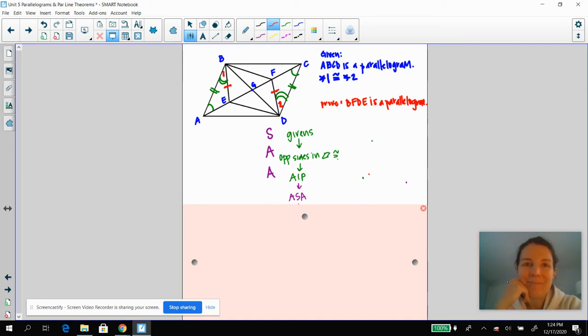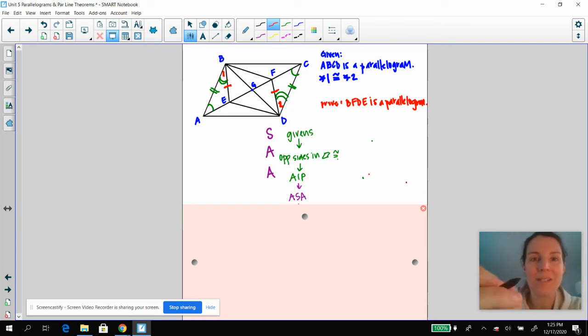But, is there any way that I can prove that line segment BF and line segment ED are congruent? That's a little bit harder, right? Because we don't know information about those upper, smaller triangles. But remember, another method, and this is the weird one, is that you can prove that one pair of sides are both parallel and congruent. We've already proven that they're congruent. Is there any way that we can prove that they're parallel to each other?